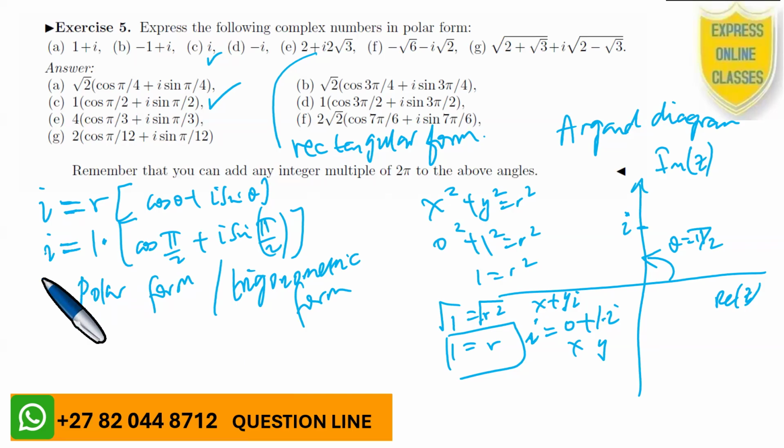Any question about this rectangular form? So you must be able to convert the rectangular form to a polar form, and also you must be able to convert a polar form back to a rectangular form. So use a calculator for that, because cosine pi over 2 is like cosine 90, which is 0. The sine of 90 is 1. So that this whole thing is maintained there.